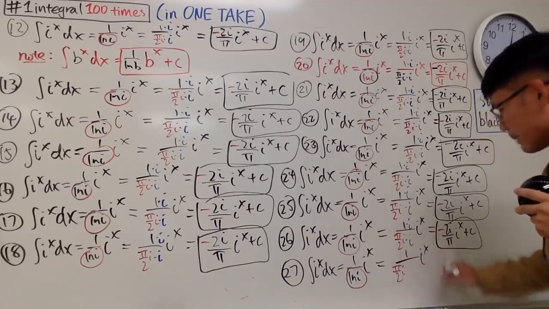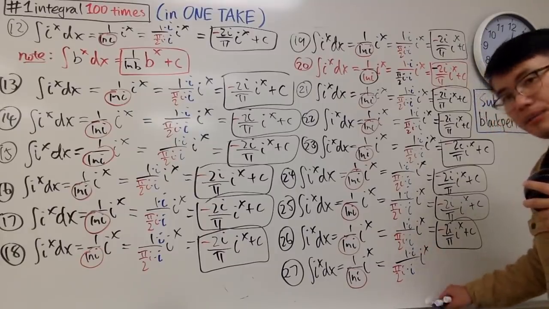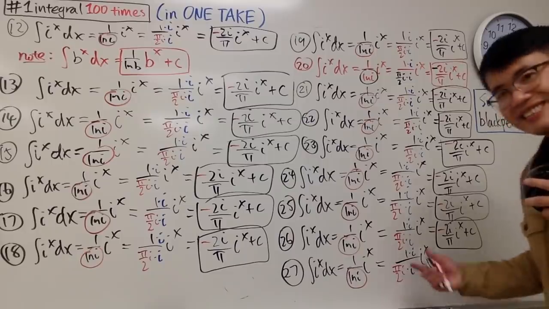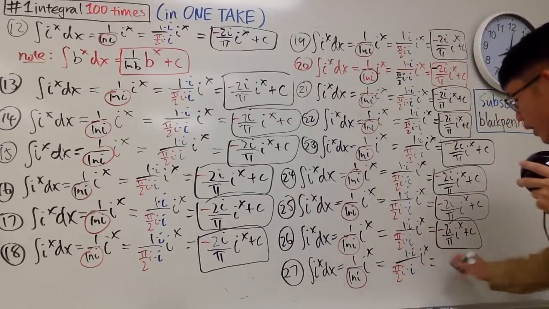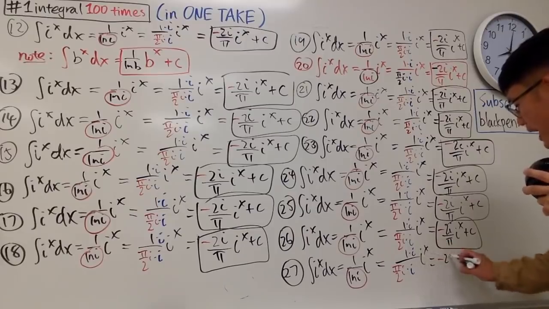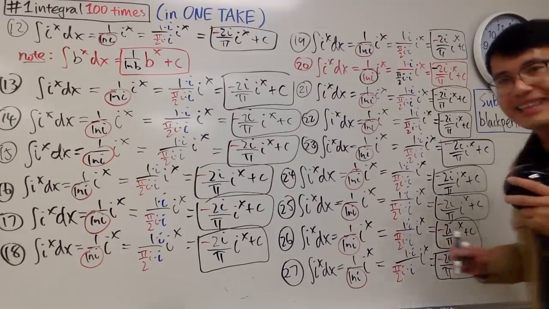this is still i to the x power, but let's go ahead and multiply i and i like this, so that way I can be on the top. i times i is negative 1. And you put it on the top, you can also put a 2 on the top. All in all, we end up with negative 2i over pi, and this is i to the x power, and we are all done like that.